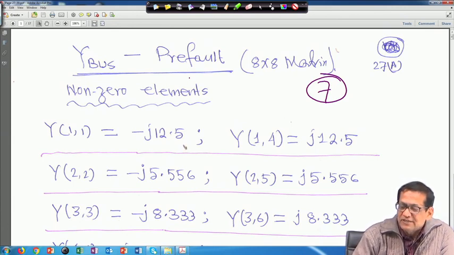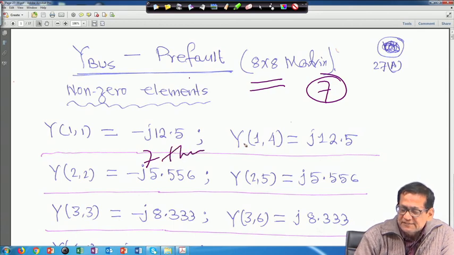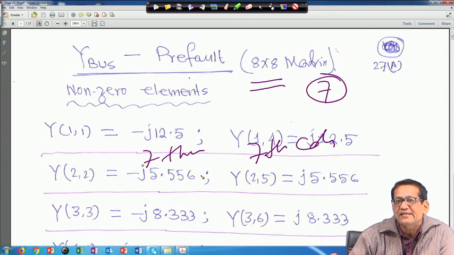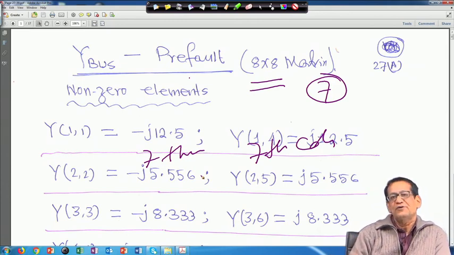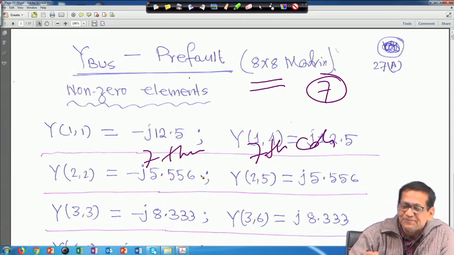So what we will do is, from this 8 into 8 matrix, you completely eliminate the 7th row and 7th column. So the faulted matrix will be 7 into 7. So a fault has occurred at bus 7, a 3 phase fault has occurred at bus 7.